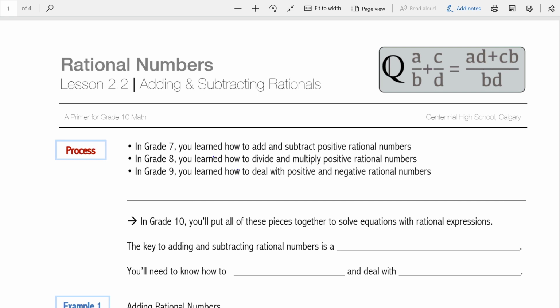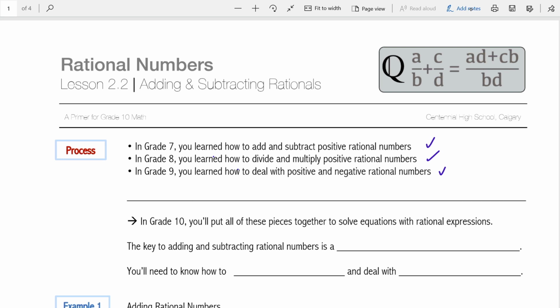So where have we come from and where are we headed? In grade 7, you learned how to add and subtract positive fractions, okay? Next year in grade 8, you learned how to multiply and divide those fractions. And then in grade 9, you took another concept you learned in grade 7, which was adding and subtracting and multiplying and dividing positive and negative integers. And then you applied that knowledge and understanding to dealing with adding, subtracting, multiplying, and dividing positive and negative fractions.